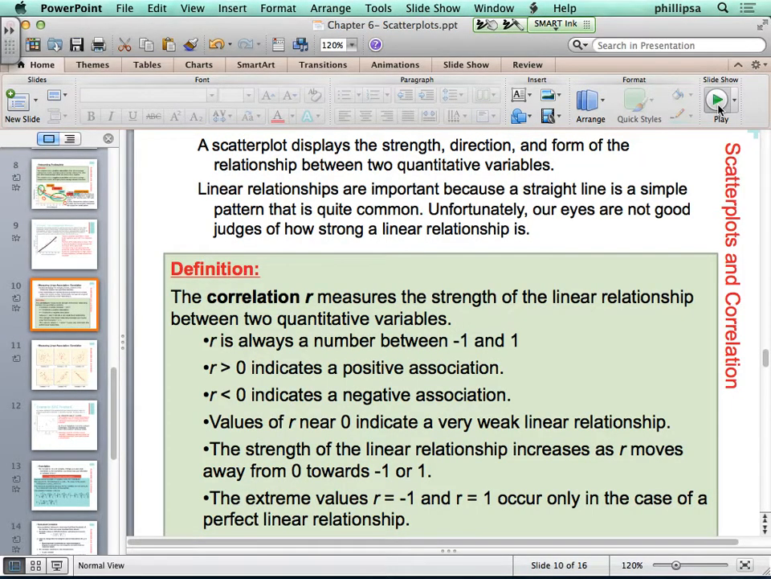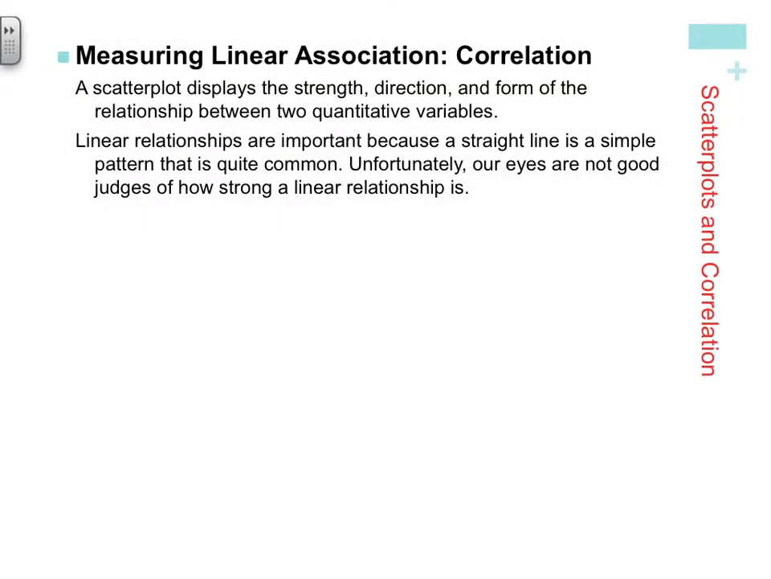Okay, so let's chat about correlation. A scatterplot displays the strength, direction, and form of the relationship between two quantitative variables. Linear relationships are important because a straight line is a simple pattern that is quite common. A linear relationship is strong if the points lie close to the straight line. It's weak if they are widely scattered about the line.